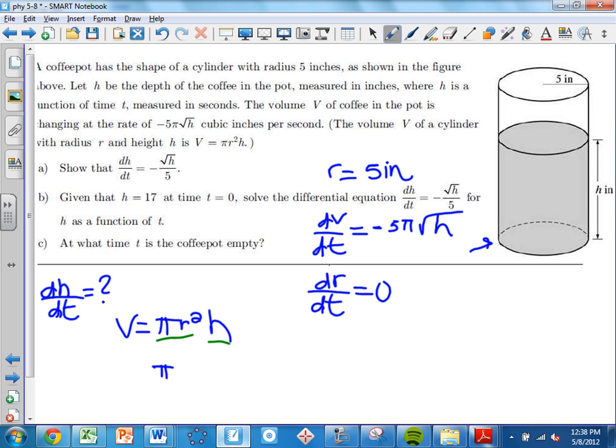Pi r squared. Right? Okay, now, guys, stop. Come on, listen. What we have to do is A times the derivative of B. What is the derivative of H? dH dt. Good. There's nothing else there, because the derivative of H is just 1 times dH dt.